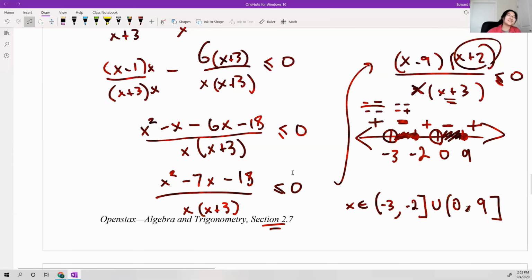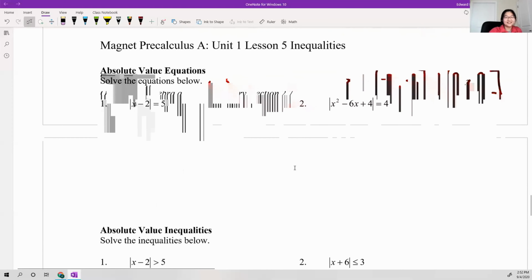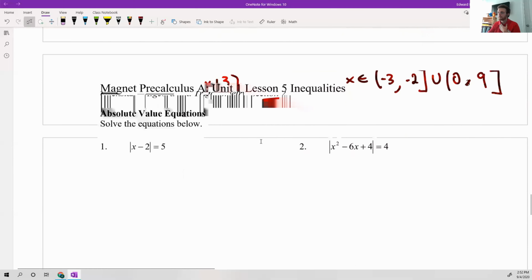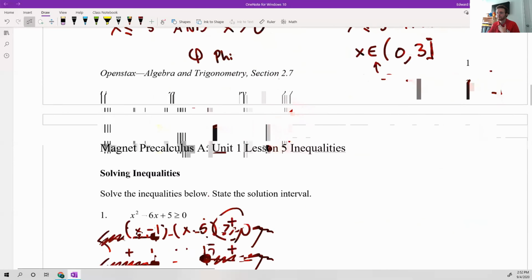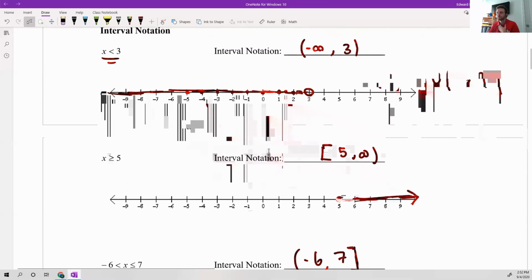All right, let's proceed. This is when inequalities start to get, in my opinion, mildly difficult. All right, before, what have we done so far? We talked about notation on this first page.